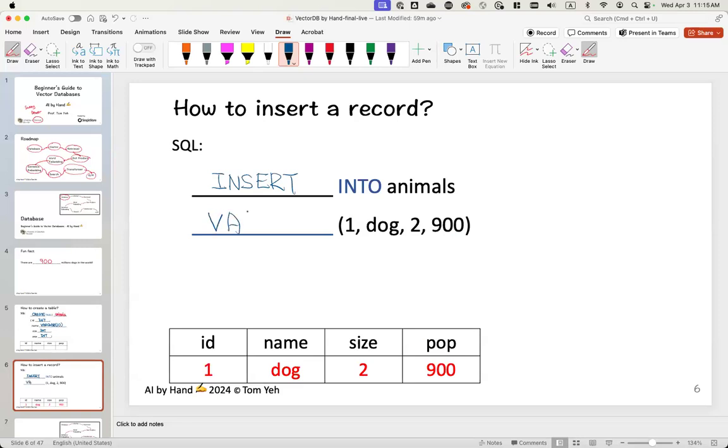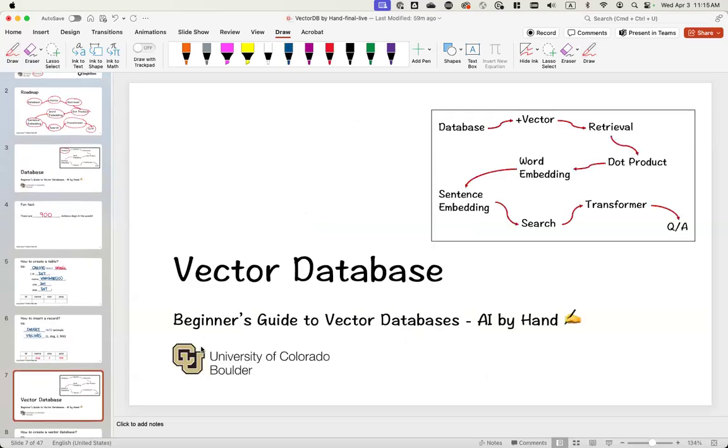Values. All right. So this is the command we'll use: insert into animals values, and in parentheses, 4 different values that match the 4 different columns in our database table: ID, name, size, and population. So this is how the traditional database works. Next, I would like to move on to talk about how we add vectors into this traditional SQL table-based database.